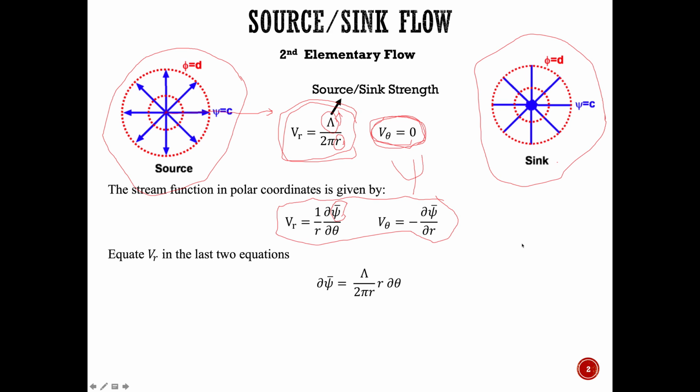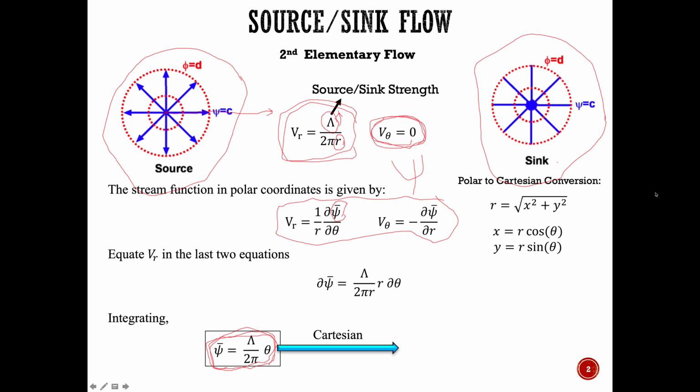Okay, so all right, simplifying these two equations and integrating, you should pretty much get the stream function as lambda by 2 pi times theta right here. Okay, now here you have a stream function, but we like to work in Cartesian space because it just makes it easier to plot, in my opinion. So we know the conversion for polar to Cartesian, right? There's a nice command in MATLAB you can use, or you can just follow the simple transformation, which is r equals square root of x squared plus y squared.